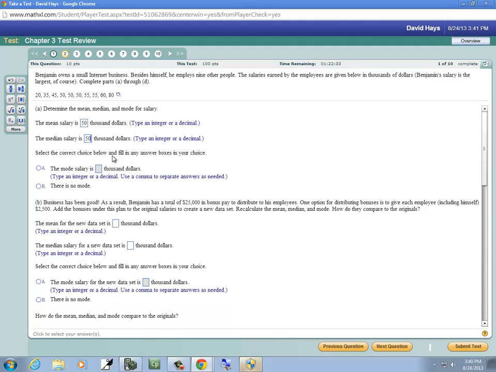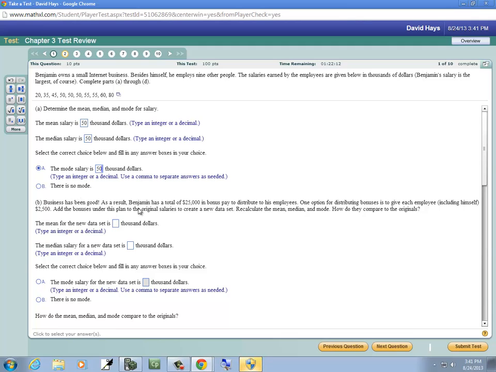It's interesting. Now the mode. The mode is the number that occurs the most often, and I think 50 occurred 3 times. 55 occurred twice, so our mode would be 50, since it occurs 3 times. It's the one that occurs the most often, but it has to be greater than 1. So it has to at least occur twice.